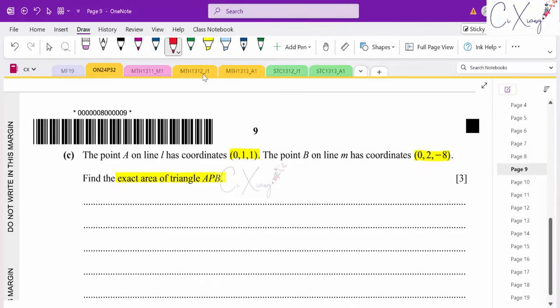Okay, so maybe before we continue, we just try to recall what kind of lines we have. We are having line L at the beginning. We are having line M. This is line M, let's say. I don't know how the lines look like. Then just now we already know that there's an intersection point between these two lines, which is P. Now they are saying that there's a point A on line L, so I simply plot a point A on line L. And I also plot a point B on line M. And they want us to find the exact area of triangle APB. So they want you to find this triangle area.